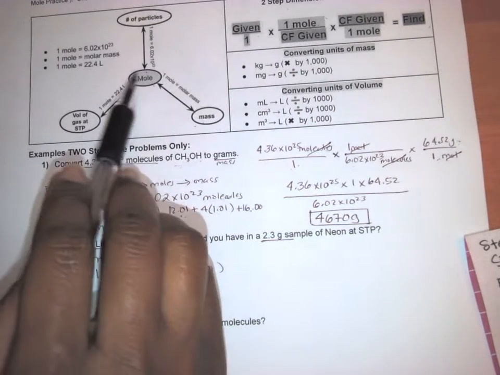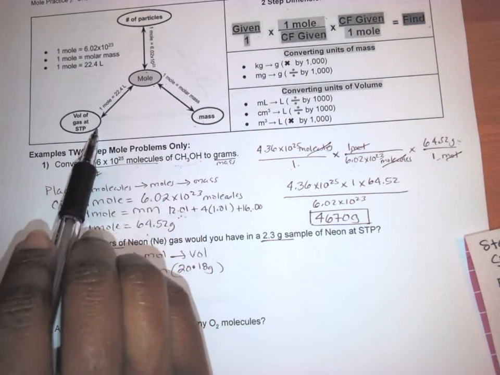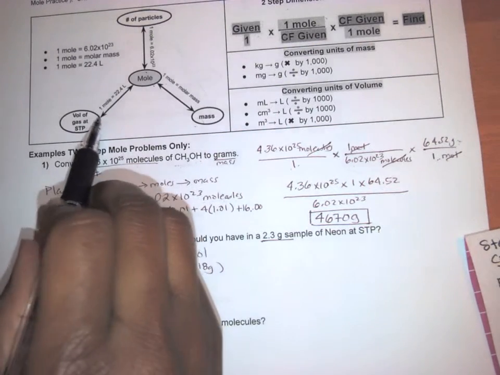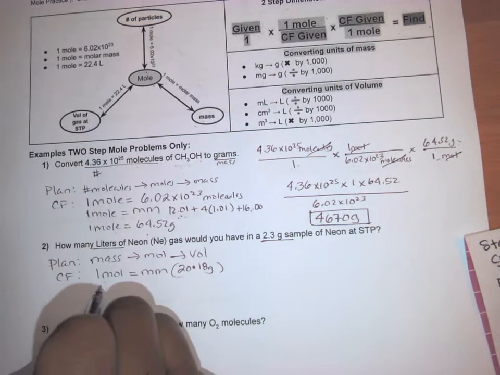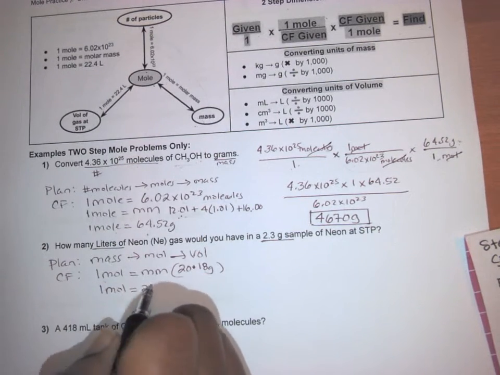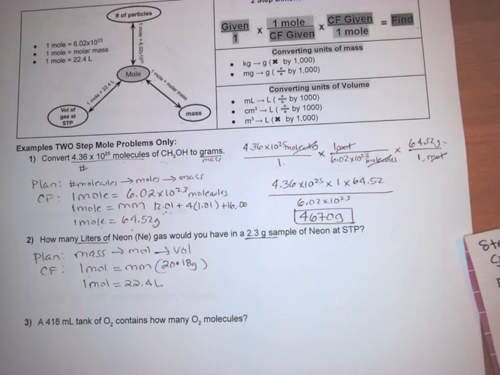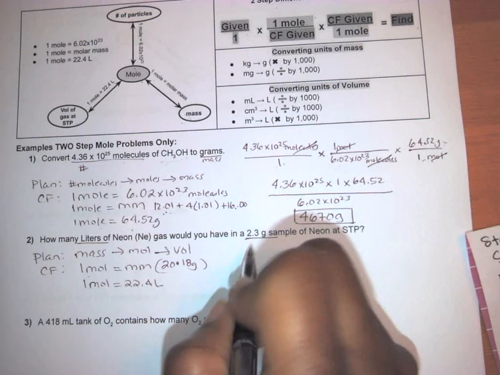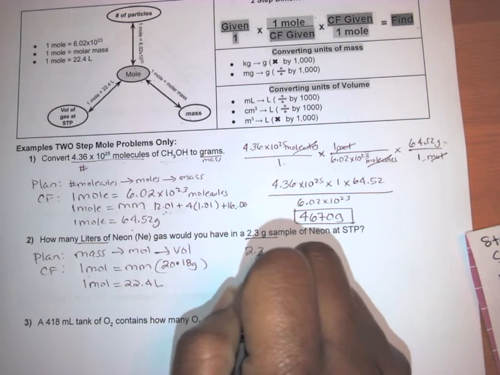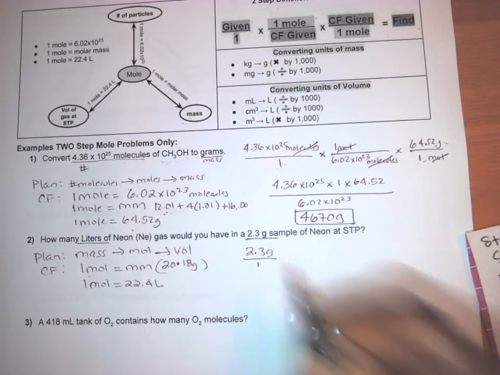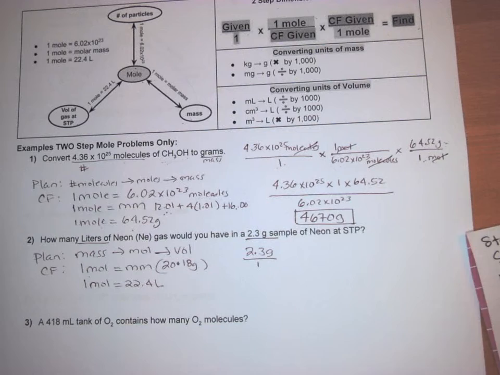All right, now we're here at moles. We want to go from moles to volume at STP. We use the conversion factor 1 mole is equal to 22.4 liters. Okay. All right, now we're going to start with our given over 1, 2.3 grams. I put it over 1, doing that just to make it into a fraction.